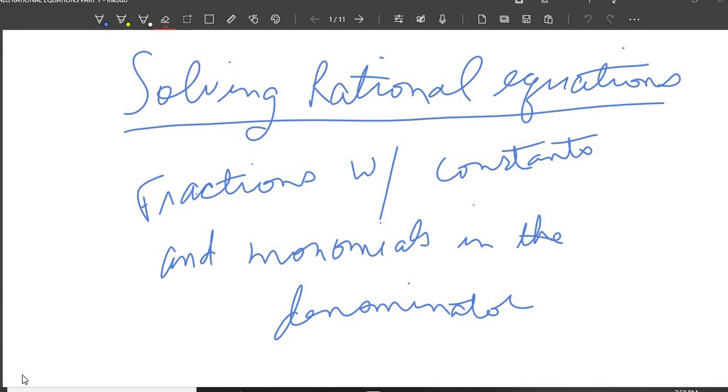Okay, this lesson is on solving rational equations. Rational equations are fractions with constants and variables in the denominator. We've done some of these in chapter 2 when we were solving equations. We're going to do a few more here, and then we're going to add some with the variable in the denominator.